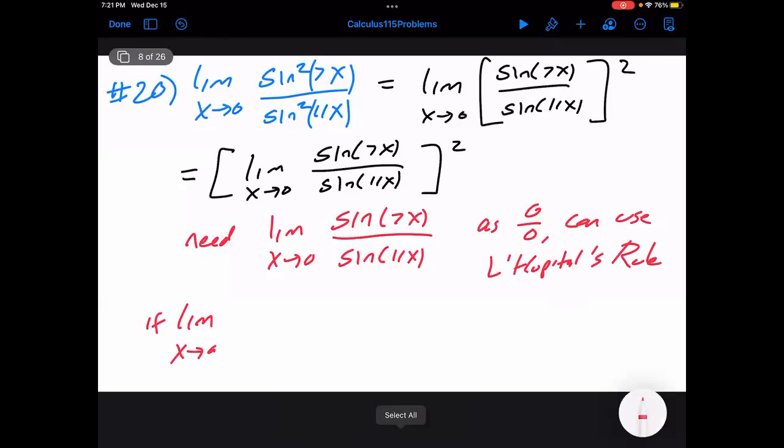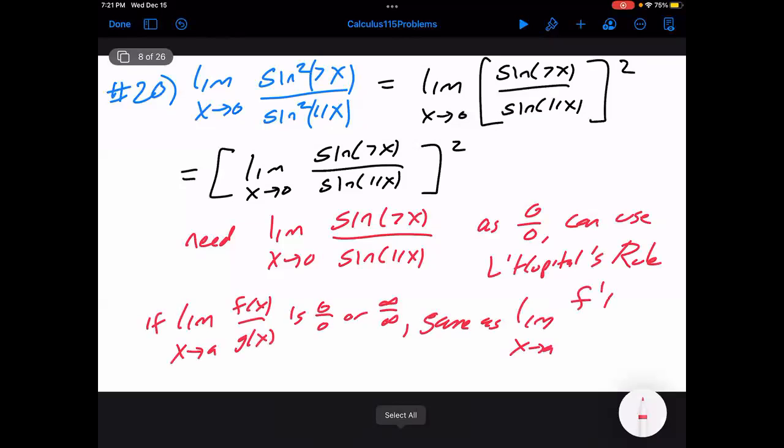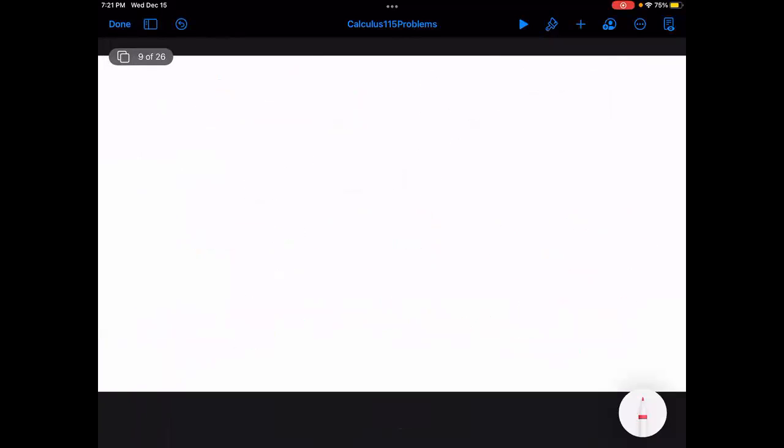The limit as x goes to a of f of x over g of x, if it is 0 over 0 or infinity over infinity, take the derivative until it's not. It's the same as the limit as x goes to a of f prime of x over g prime of x. So this is one of the most useful rules.